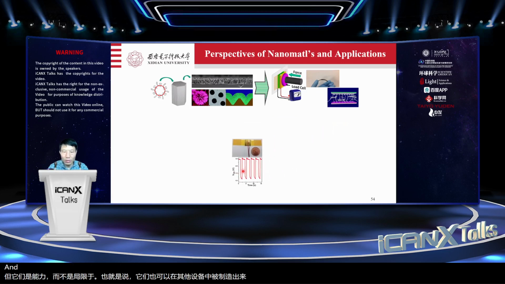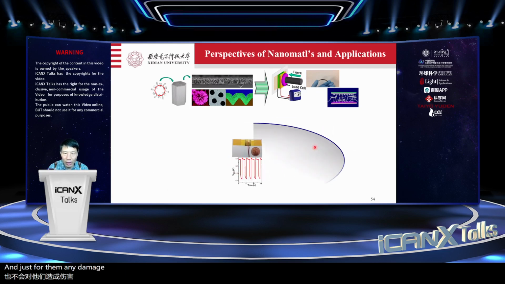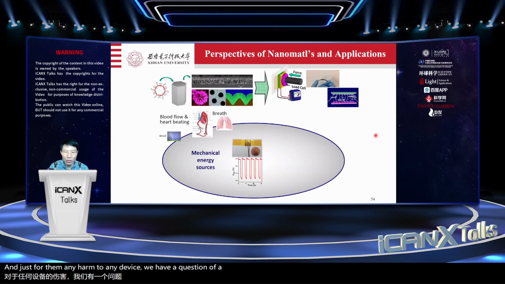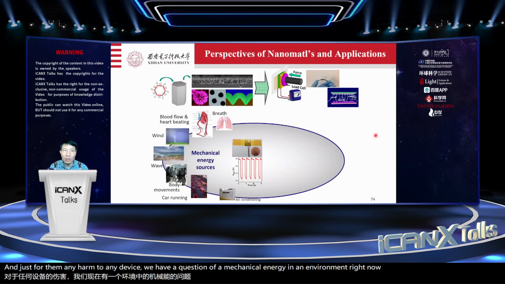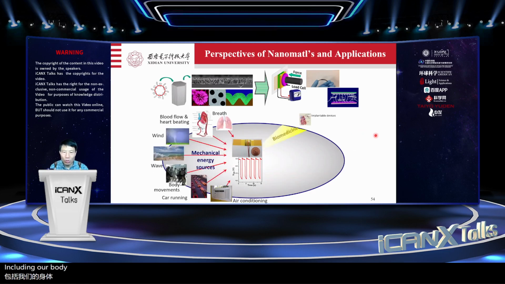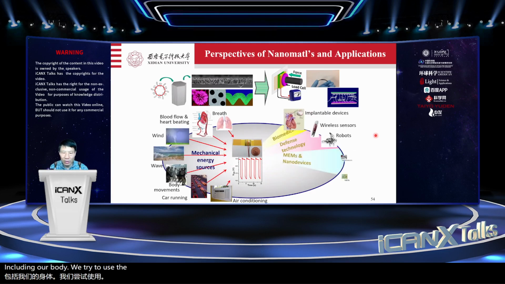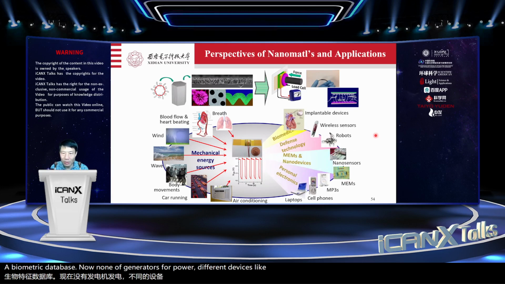And just for the energy harvesting device, we have plenty of mechanical energy in the environment, right? Including our body. We try to use the energy harvested by the biomaterial-based nanogenerators to power different devices like implantable devices, wireless sensors, etc.